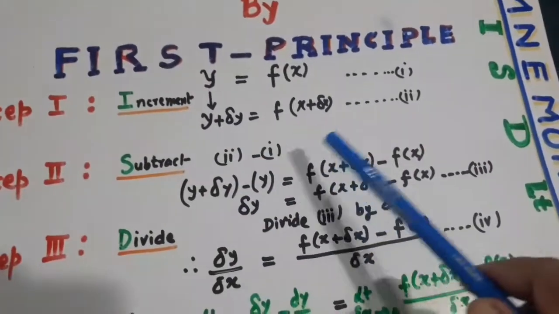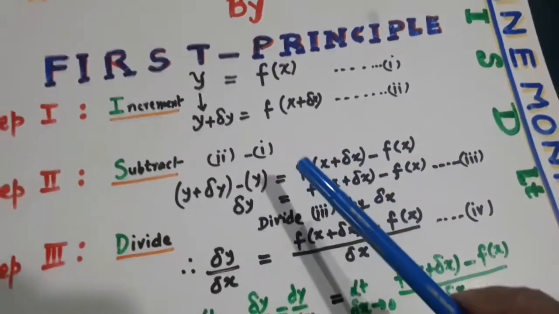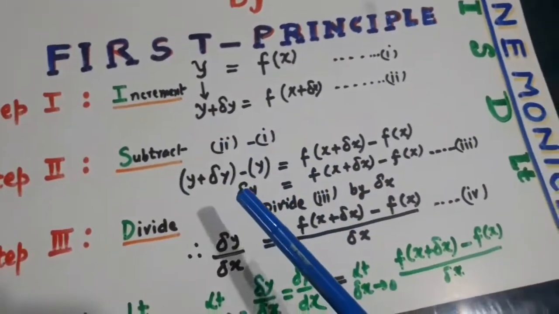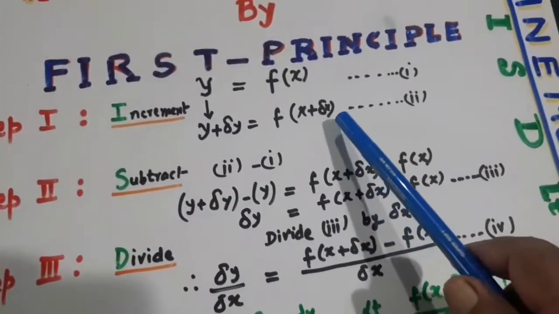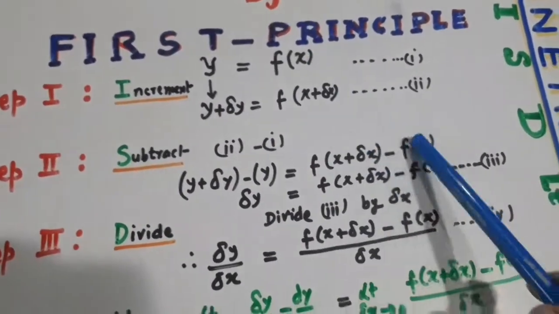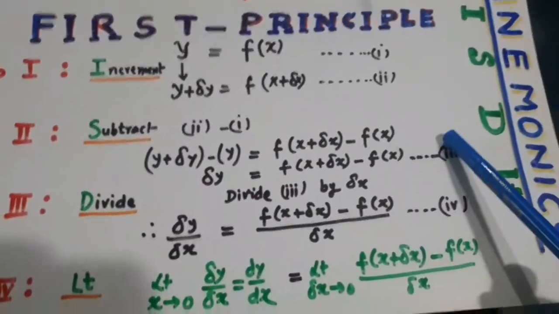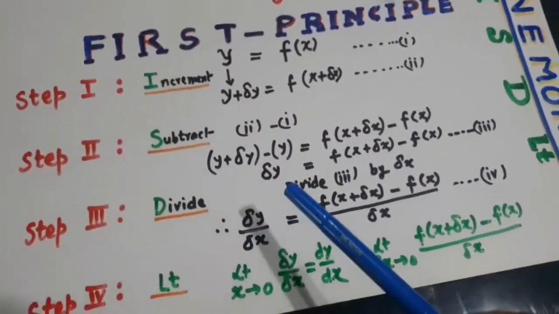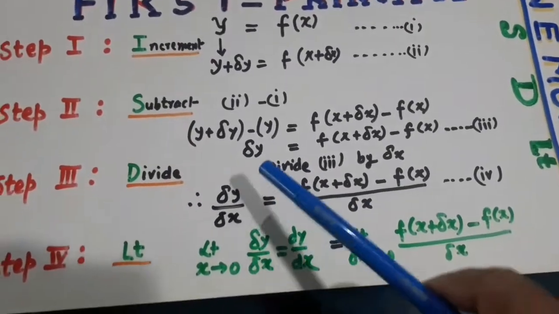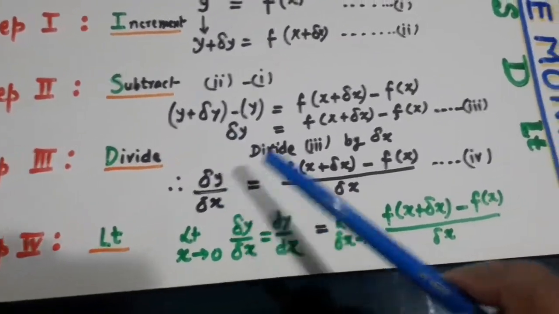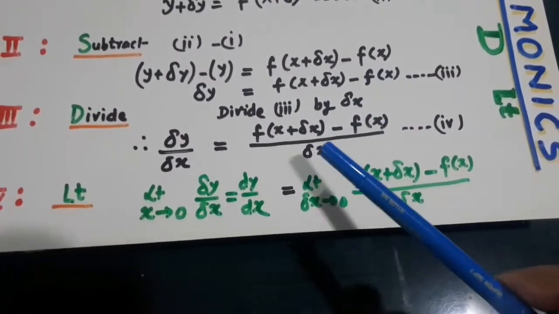Now subtract. Second में से first घटा दो. Subtract first from the second. It is y plus delta y minus y. It is f of x plus delta x minus fx. Divide by, next is d, divide by delta x. So let us divide this: delta y by delta x. So fx plus dx minus fx over dx.